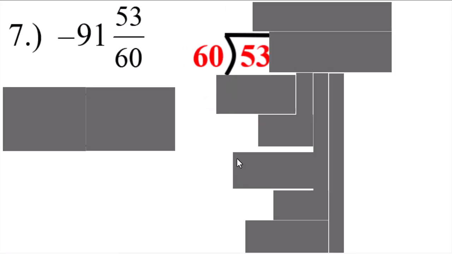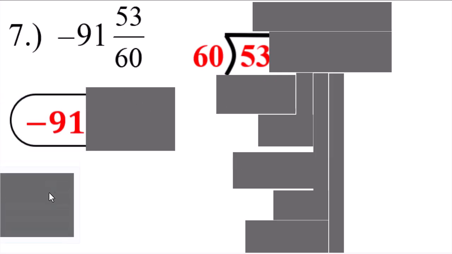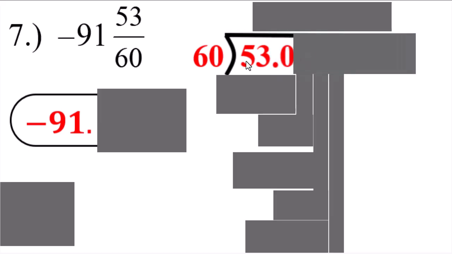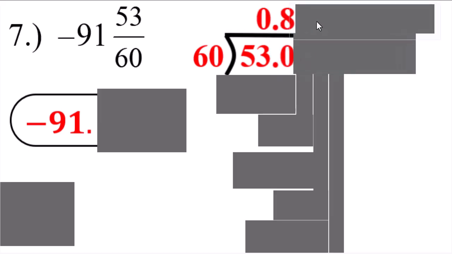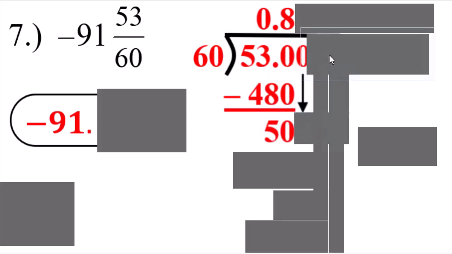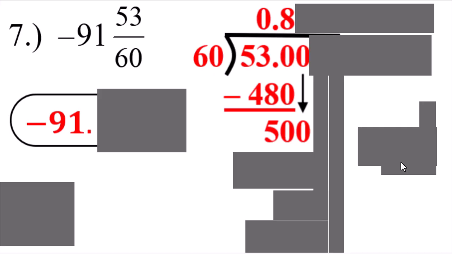And finally, problem number 7. All right, did you keep the negative 91 to the left of the decimal point on your final answer? If not, you need to fix that right now. Okay, how many 63s or 60s make 53. That was 8 of them. 8 times 6 is 48, so 8 times 60 is 480. Subtract, you would get 50. Then you brought down another 0, making it 500.